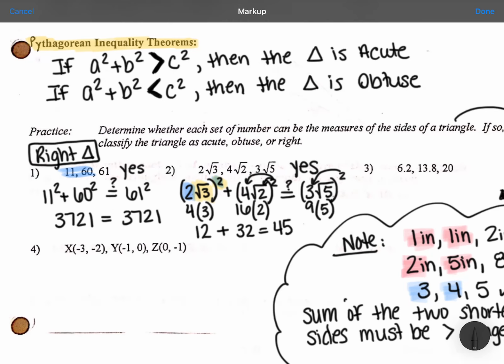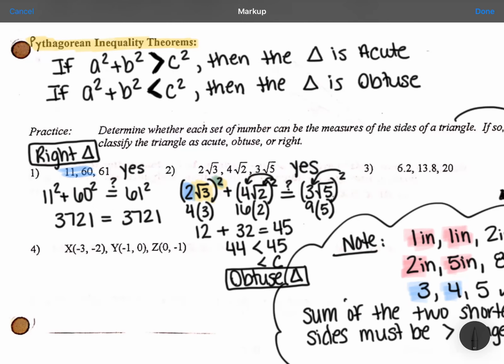All right, so 12 plus 32 is 44. 44 does not equal 45. As a matter of fact, my 45 is larger than that 44. So remember, you look back up at your Pythagorean inequality theorems there, and you have to determine, is it acute or is it obtuse? And so because my C is larger than my A and my B, this is going to be an obtuse triangle. So number 2 is an obtuse triangle.